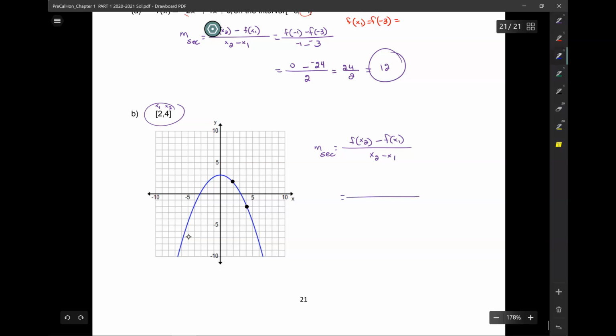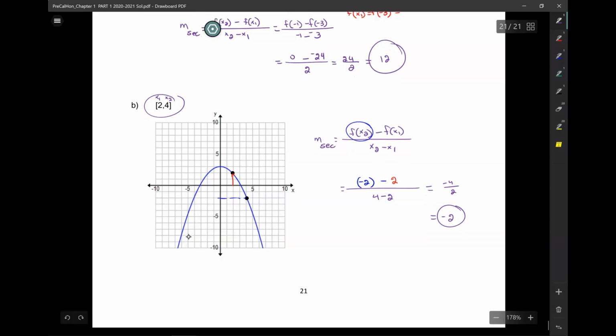This time, when I need f of x2, I'm just going to extract it from the graph. F of x2 happens to be -2, minus f of x1 happens to be +2. So it's -2 over x2 minus x1. That's a lot of 2's over here, right? So that's -4 over 2, -2, right? So just to show you, rate of change can be positive or negative.